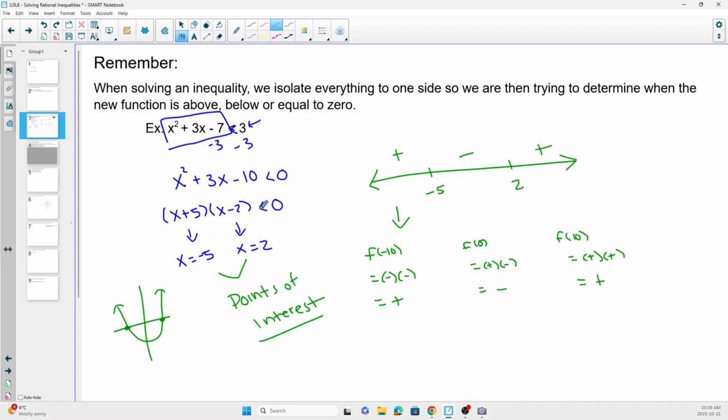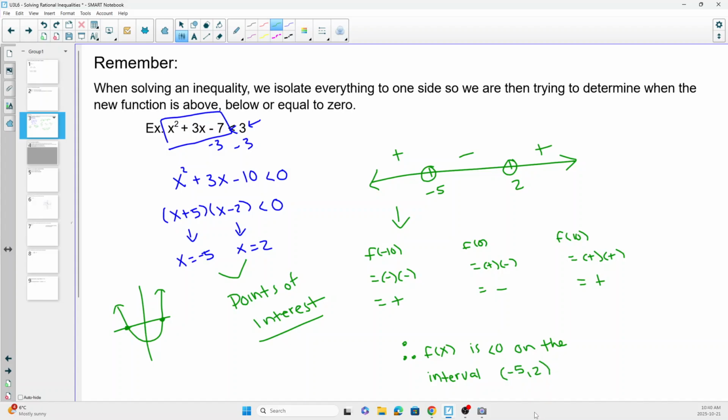Now the original inequality said, when will all of this be less than 0 and not equal to 0? So we don't want to include these points. So therefore, we'll just call it f at x. f at x is less than 0 on the interval -5 to +2, and not inclusive of either of those points because it's equal to 0 at those points.